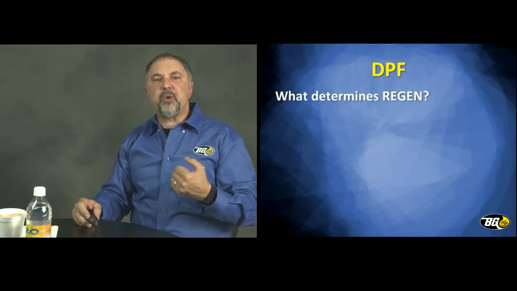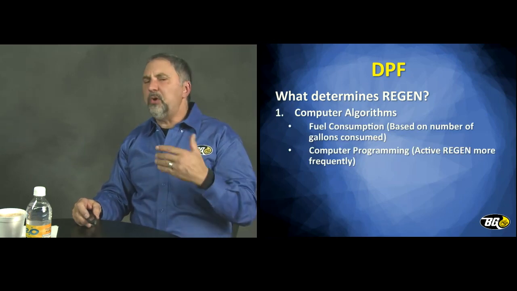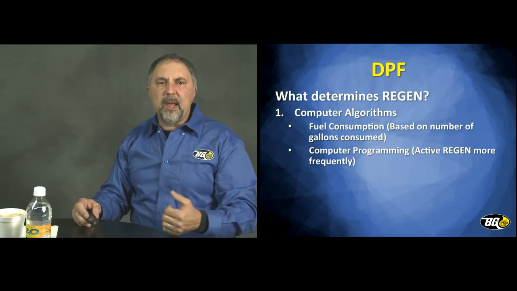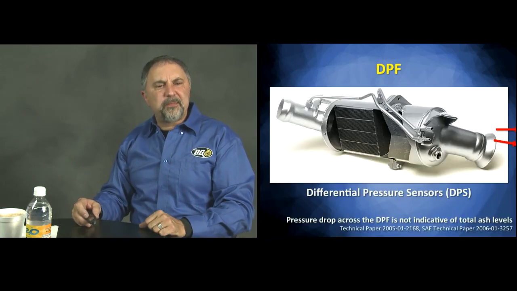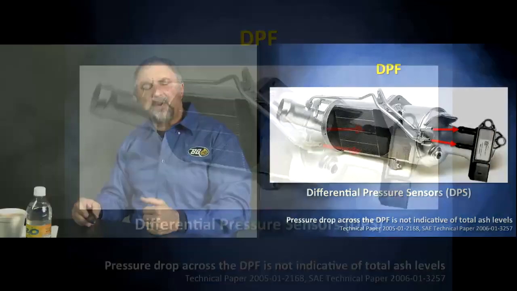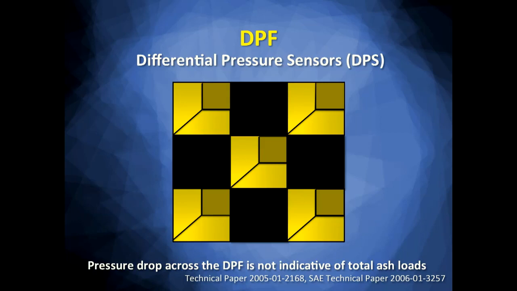So what determines regen are typical things like computer algorithms based upon fuel consumption, or programming based upon sensor input, or maybe a button on the dash. Some types of sensors that you're going to see out there, one particular one is called a DPS, or a differential pressure sensor, located before or after the filter. As a DPS is measuring pressures, it's looking at the diesel particulate filter, and as exhaust gases pass through the channel, soot starts to accumulate.